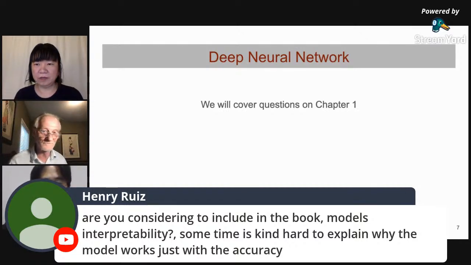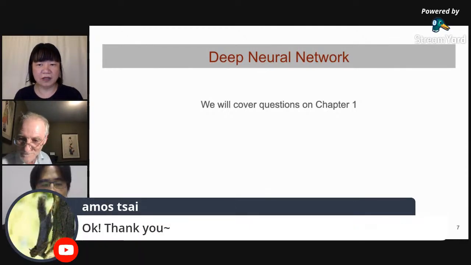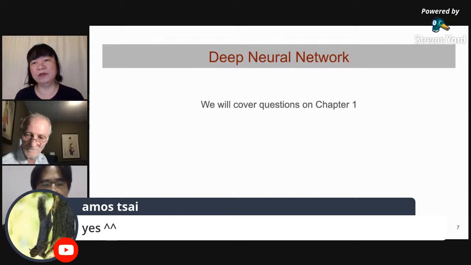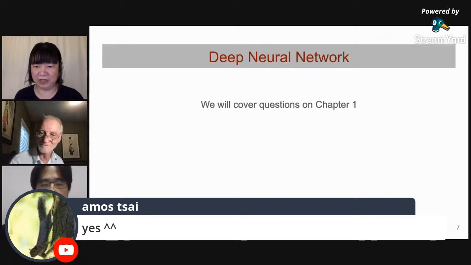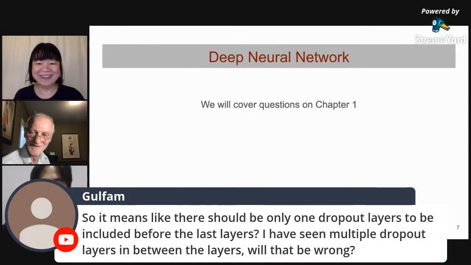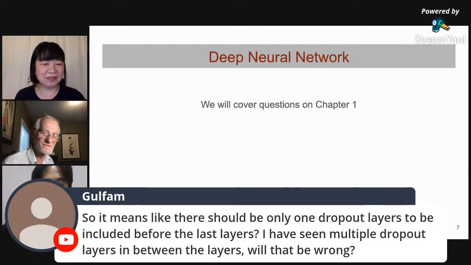There's another one. Someone said thank you, and I'm not sure which comment that refers to. Maybe the paper with the code. Anyway, so does it mean there should only be one dropout layer included before the last layer? I have seen multiple dropout layers in between the layers. Will that be wrong?